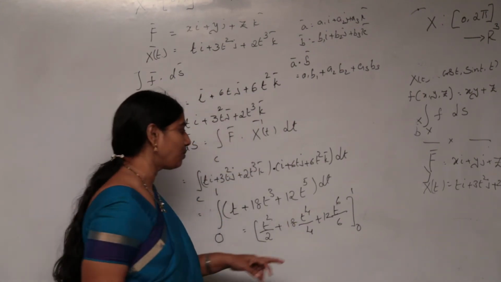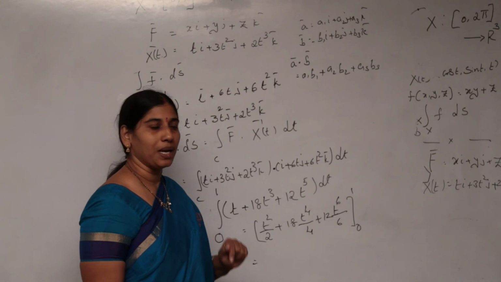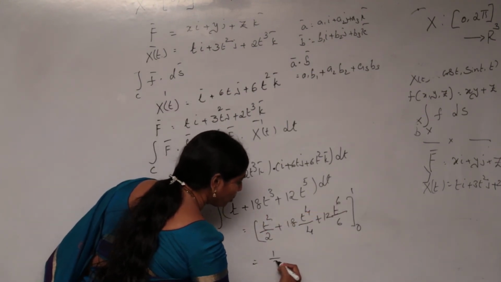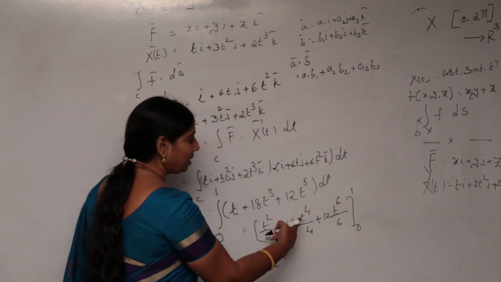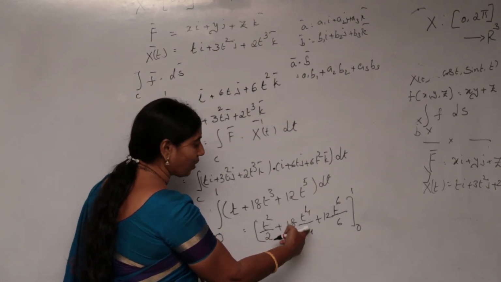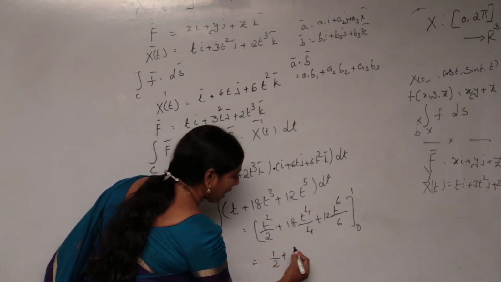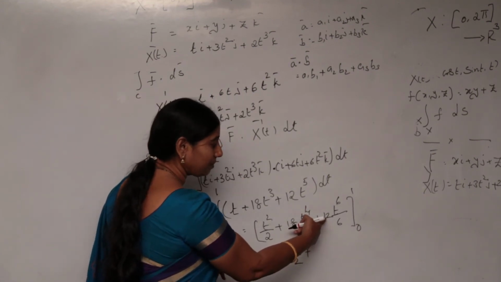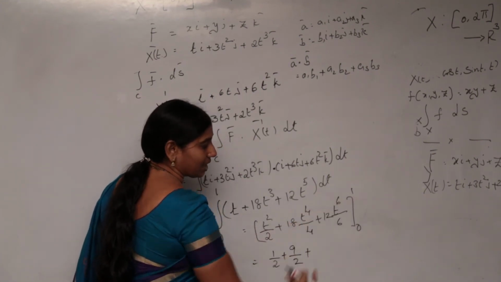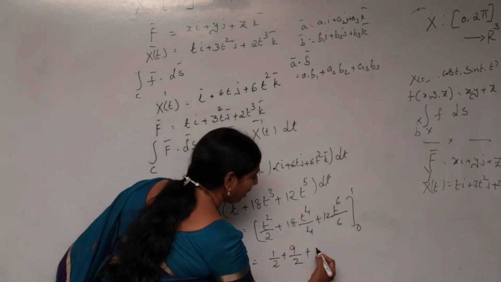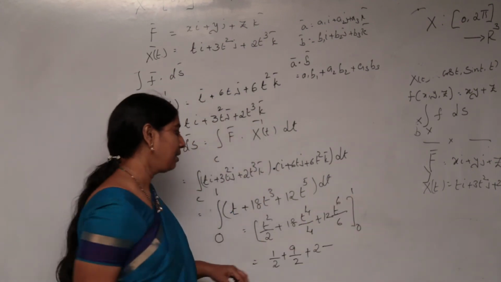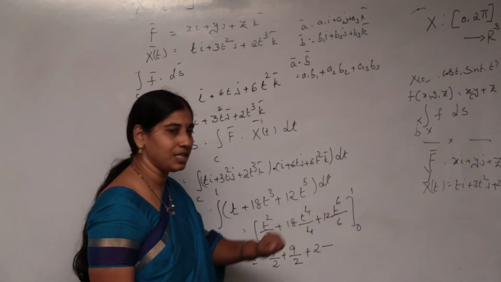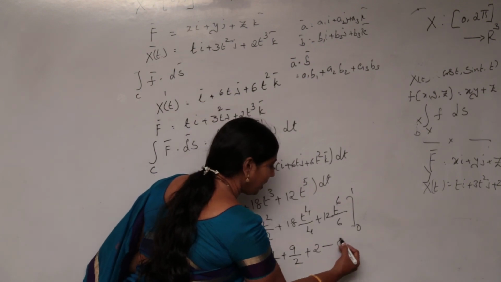Then time for the substitution of limits. Substitute the upper limit first. Upper limit is 1, so this is 1 square by 2, so that is 1 by 2, plus 1 power 4, that is 1 by 4 into 18, or else simply we can write it as 9 by 2, plus this is t to the power 6, that is 1 by 6 into 12, or else can be written as 2, minus the lower limit 0. Here 0, here 0, here 0, so the lower limit is 0.